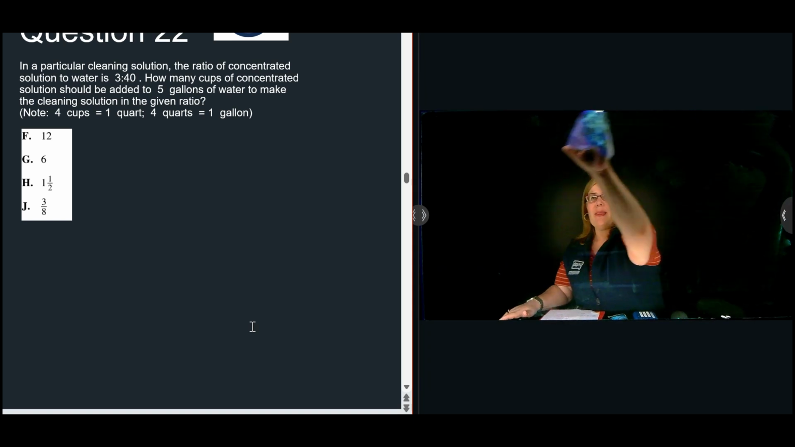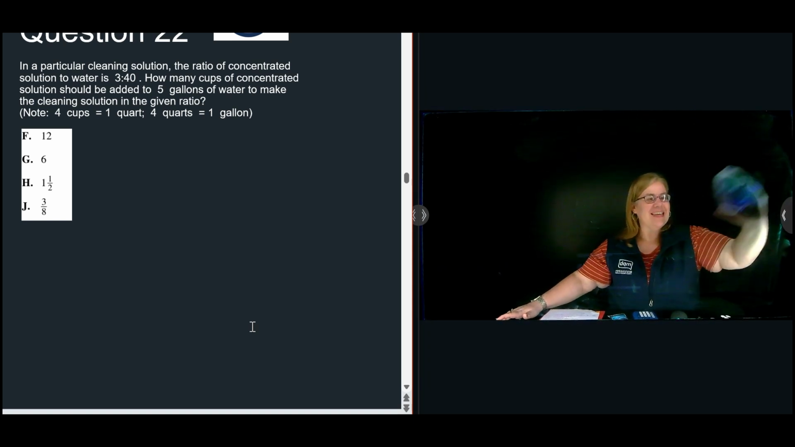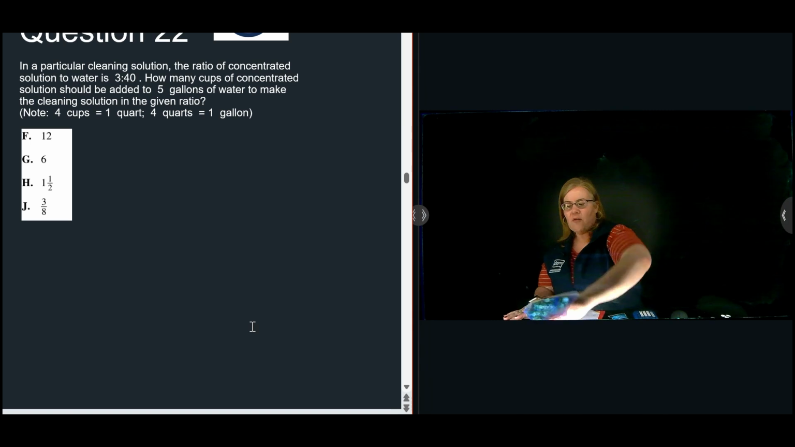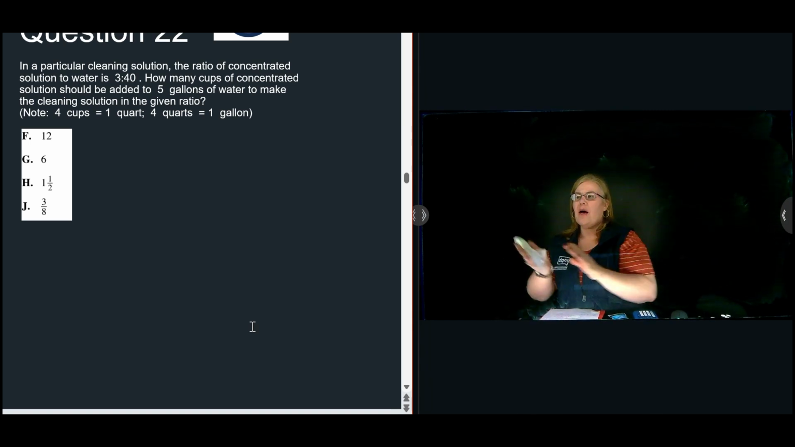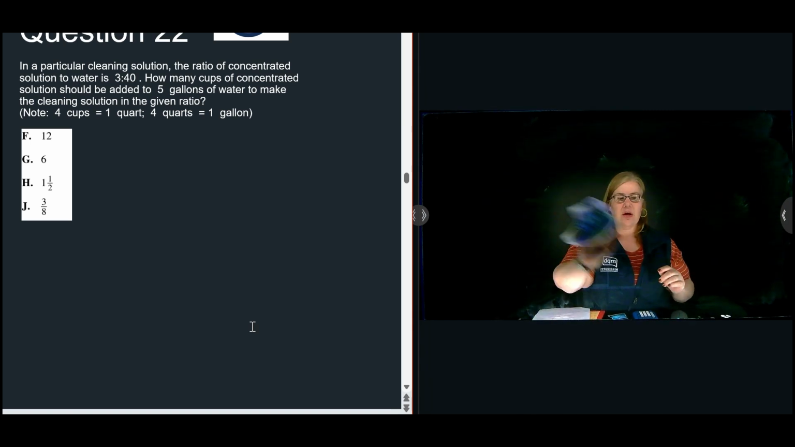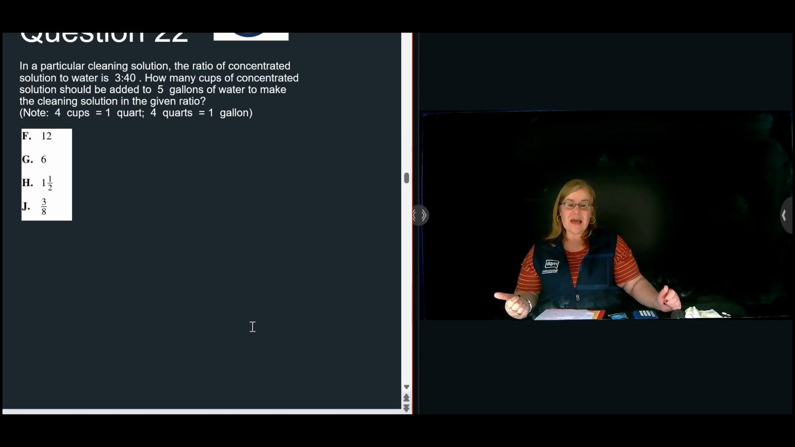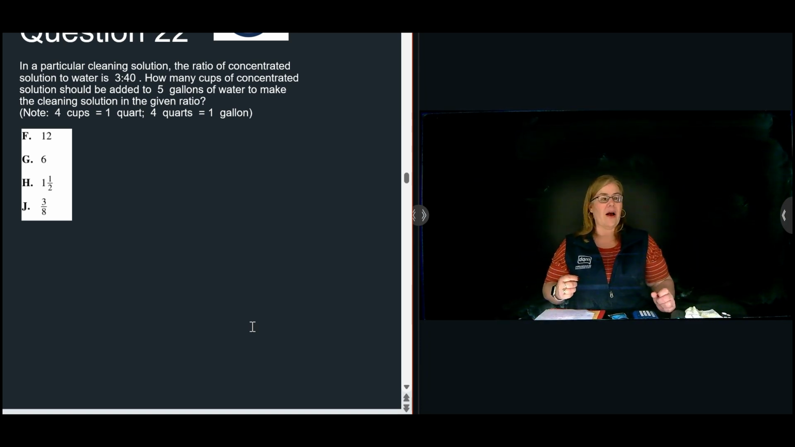And 9 times out of 10, those notes are something that we need to remember from those essential skills that we have already learned. So let's go ahead and look at that. It says that 4 cups equals a quart, and 4 quarts equals a gallon. Now, in elementary school, middle school, maybe you learned the Gallon Man, maybe you learned a little song, whatever. You need to make sure that you're remembering those essential skills to work this problem.